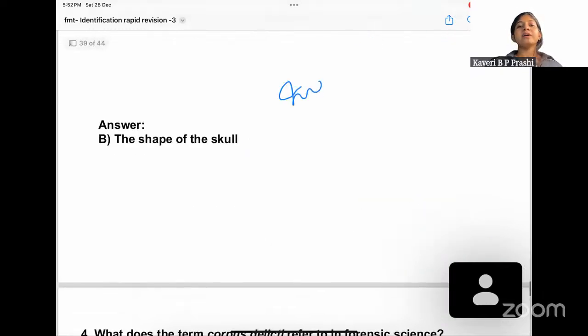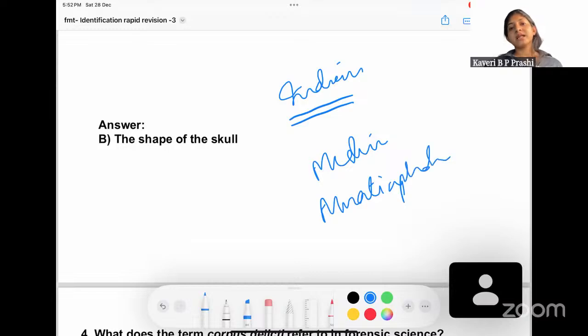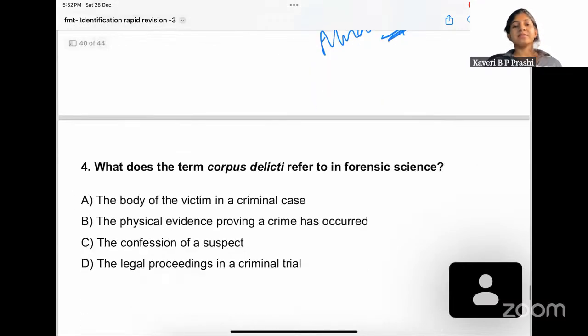Now tell me, where do Indians belong? Are they dolichocephalic, or mesocephalic, or brachycephalic? The right option is they are medium-headed people. It's nothing but mesocephalic. This is also something they'll ask you in viva, so remember. Coming to the next question, what does the term corpus delicti refer to in forensic science?